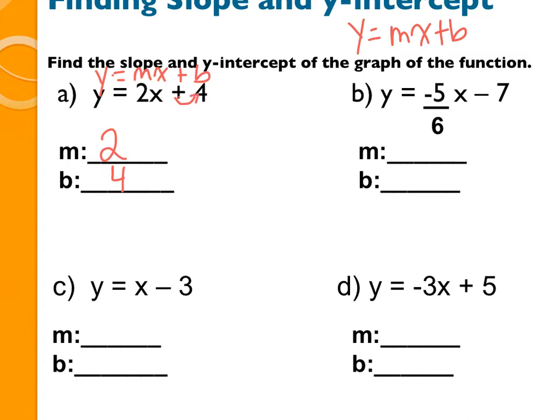If I look at B, y equals negative 5 over 6 x minus 7. Your m will be negative 5 over 6. Your b, well, that should be b right there. I'm sorry. Plus b will be negative 7, because this negative sign goes with the 7, so negative 7.